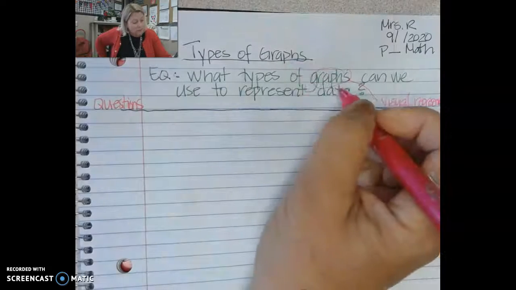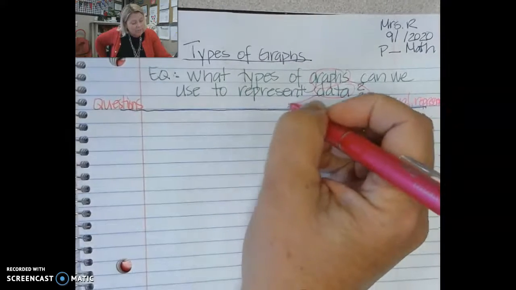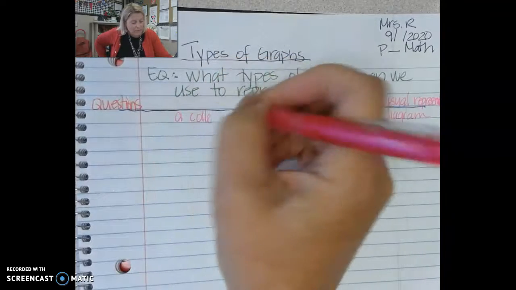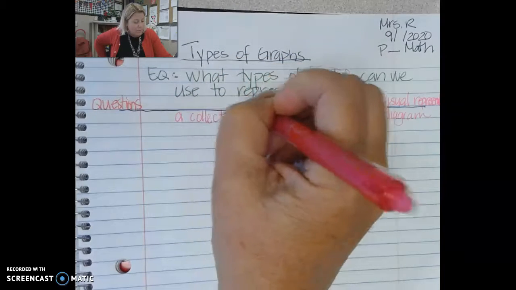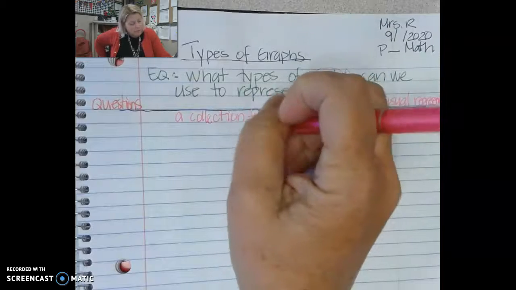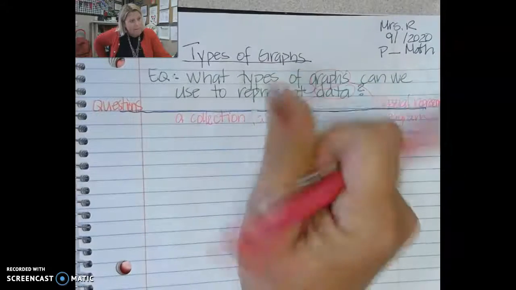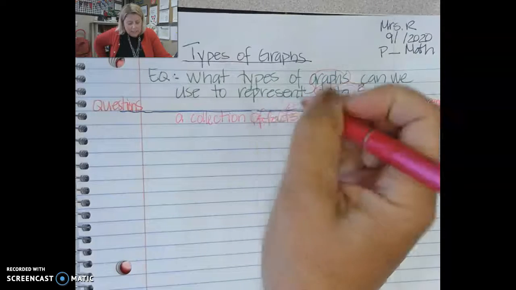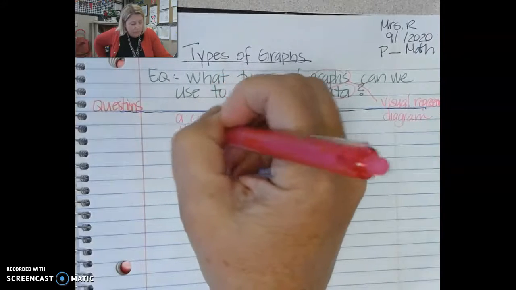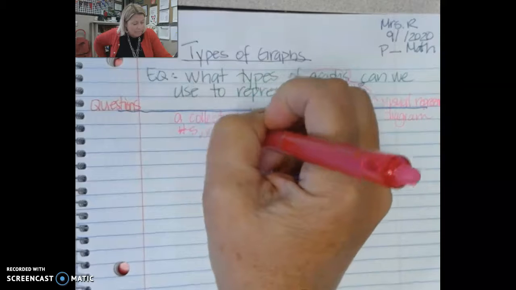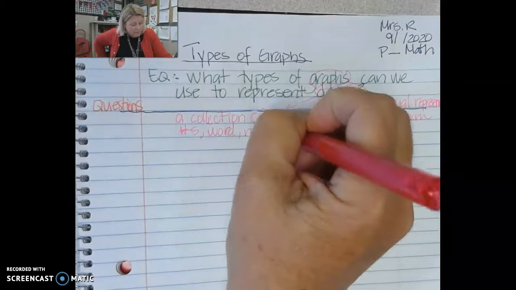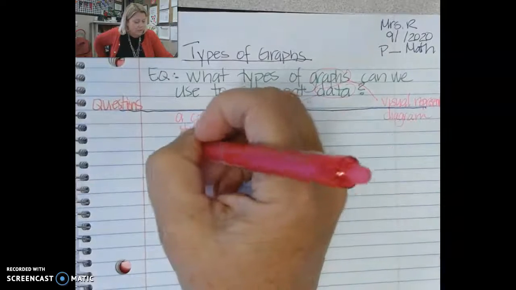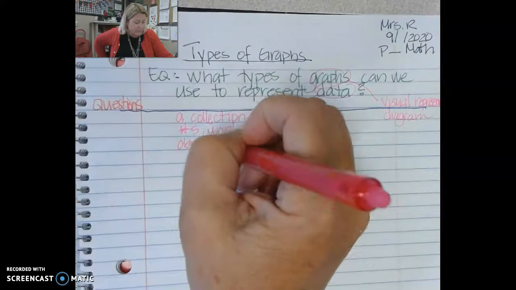And then let's talk about the word data, because some of you are still confused about the word data. Data is a collection of facts. It could be numbers. Oh, it helps if I actually write "of" in there. Sorry, guys. See, Mrs. Roller isn't perfect. So it could be numbers, words, measurements, observations, all of those things.